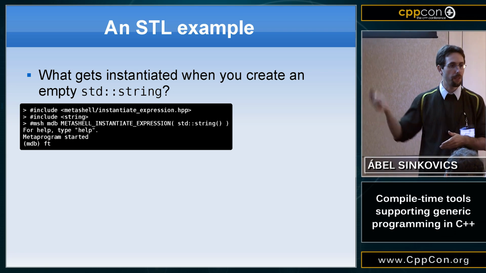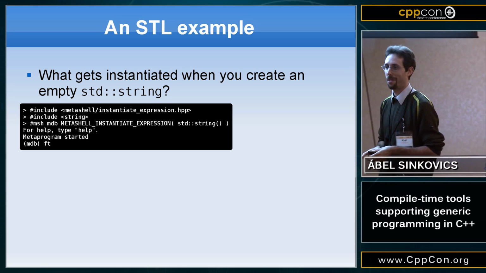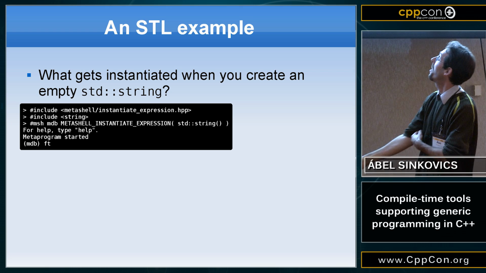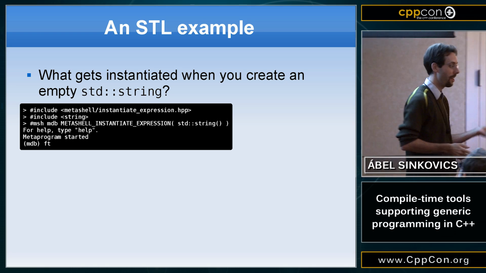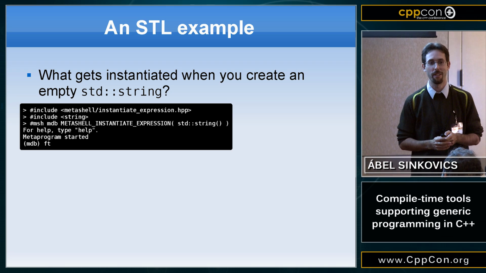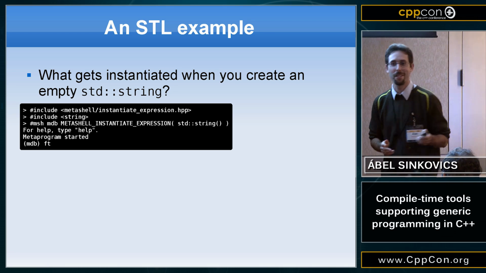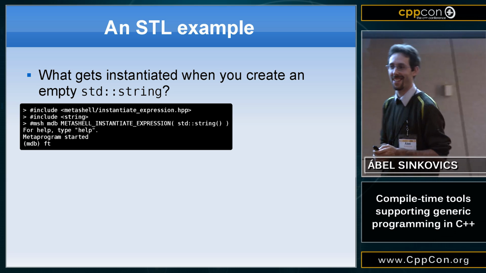And so far I've shown you artificial examples. Let's look at a concrete one. What happens when you instantiate, or when you call the default constructor of a standard string? So can anyone tell me, who's not an STL developer?